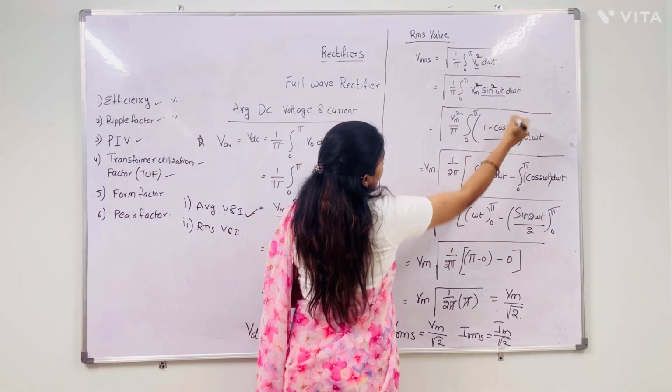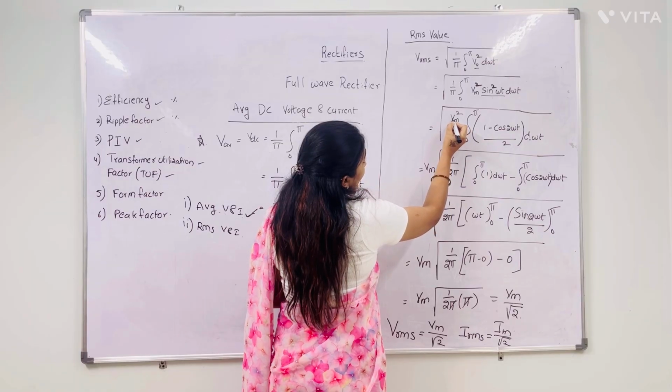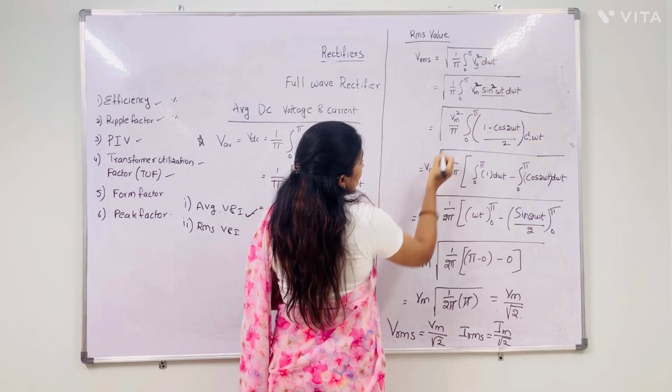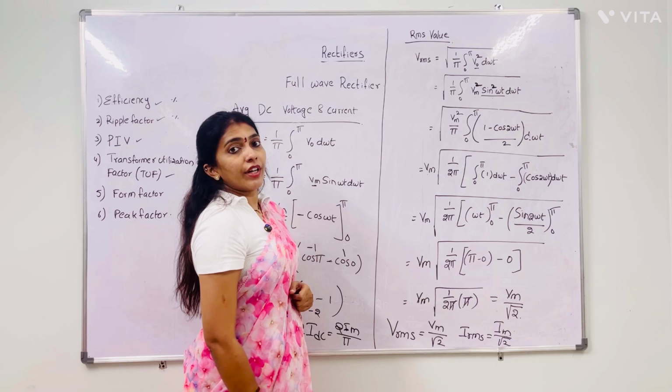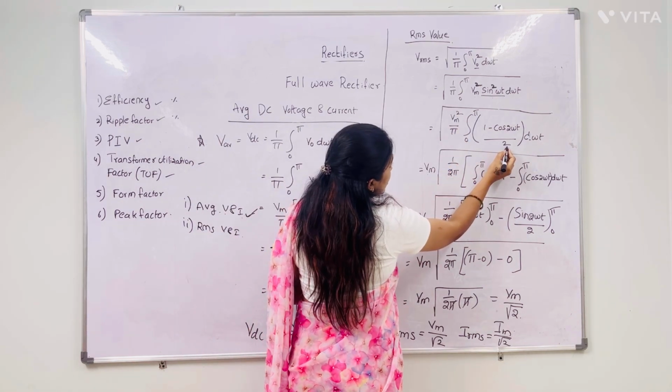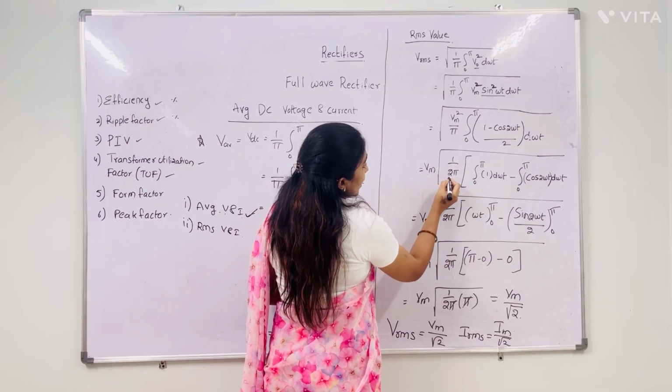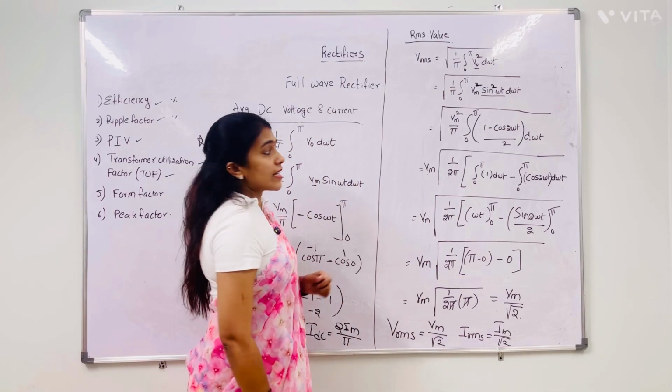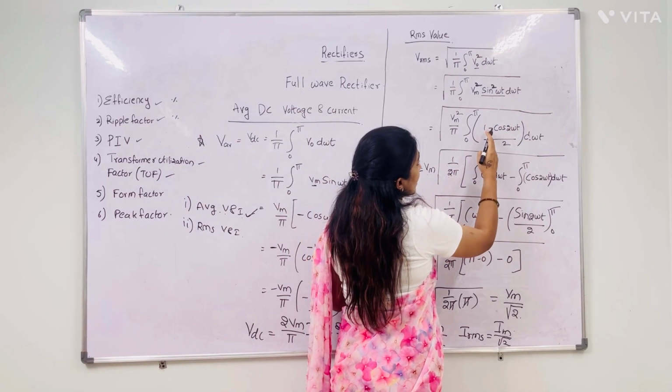Next, simply Vm square. I am applying square root for this Vm square. Now we got Vm. Next, the remaining terms: 1 by 2 pi. I am writing this 2 out of the integration, 1 by 2 pi. Right? Next, what are the remaining terms now?